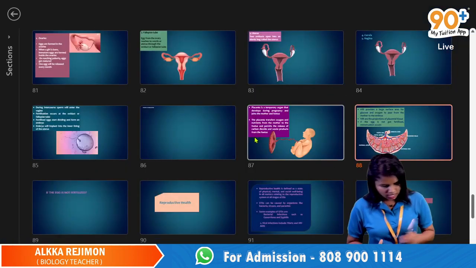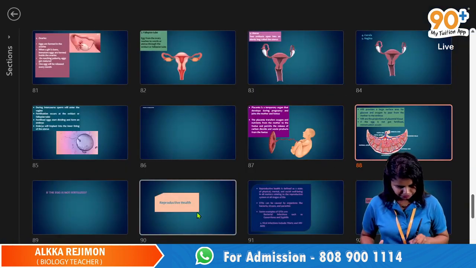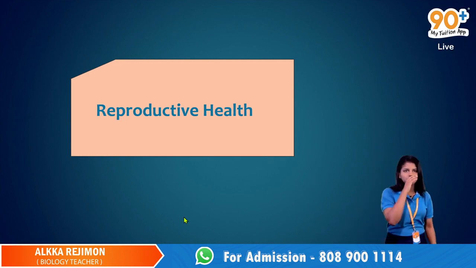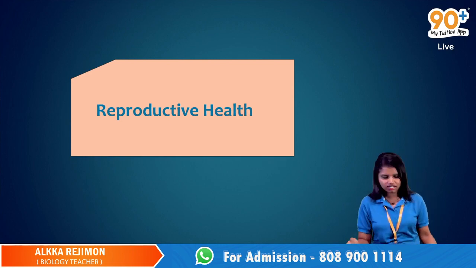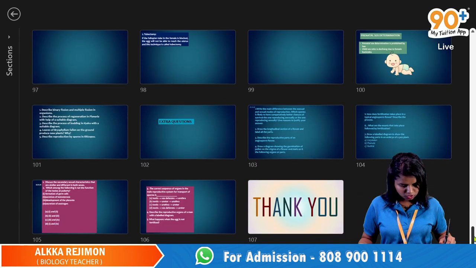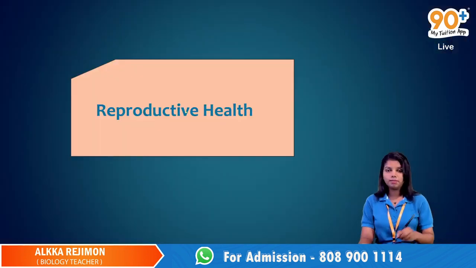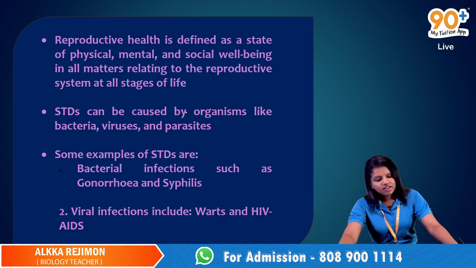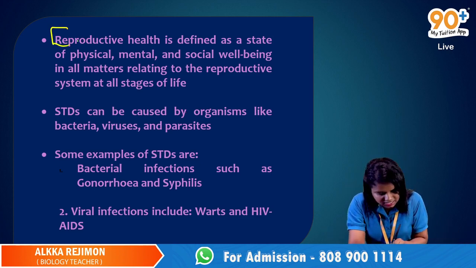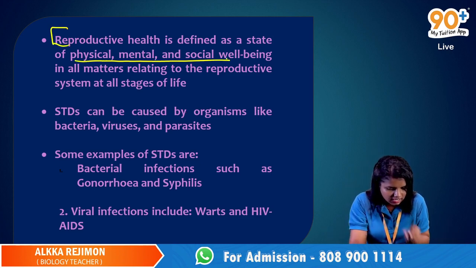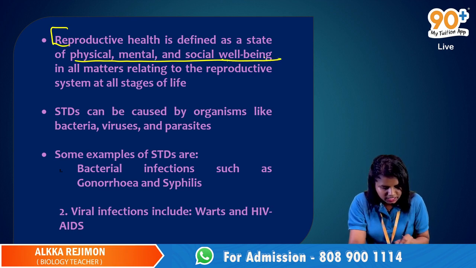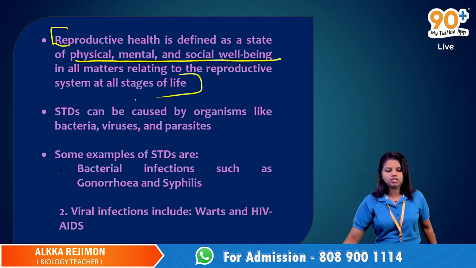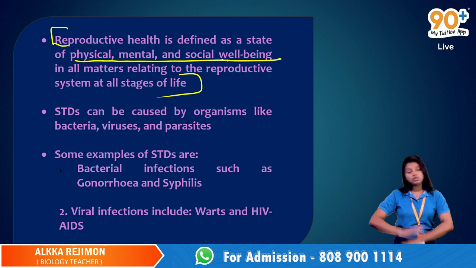And the final heading we need to discuss in this chapter is reproductive health, which is the final but one of the most important portions of this chapter. Reproductive health is defined as a state of physical, mental and social well-being in all matters relating to the reproductive system at all stages.